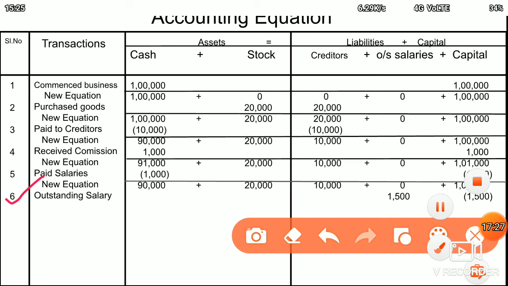Number 6, outstanding salary. So we will increase the outstanding salary by 1,500. The liability increases by 1,500. On the other hand, it is an expense. Even if it is not paid, it is an expense for the year. So 1,500 rupees will be adjusted with the capital. It is an expense in the form of salary. So the capital will decrease by 1,500.